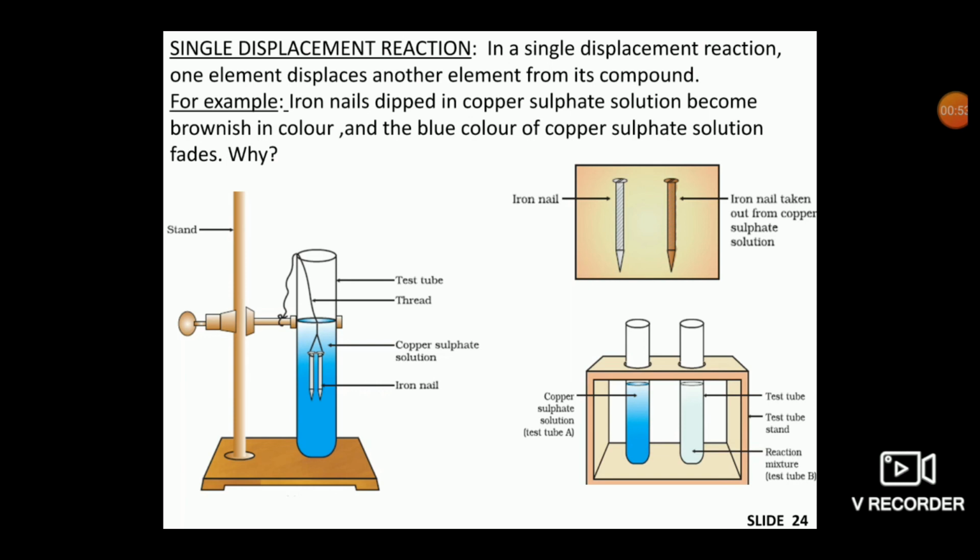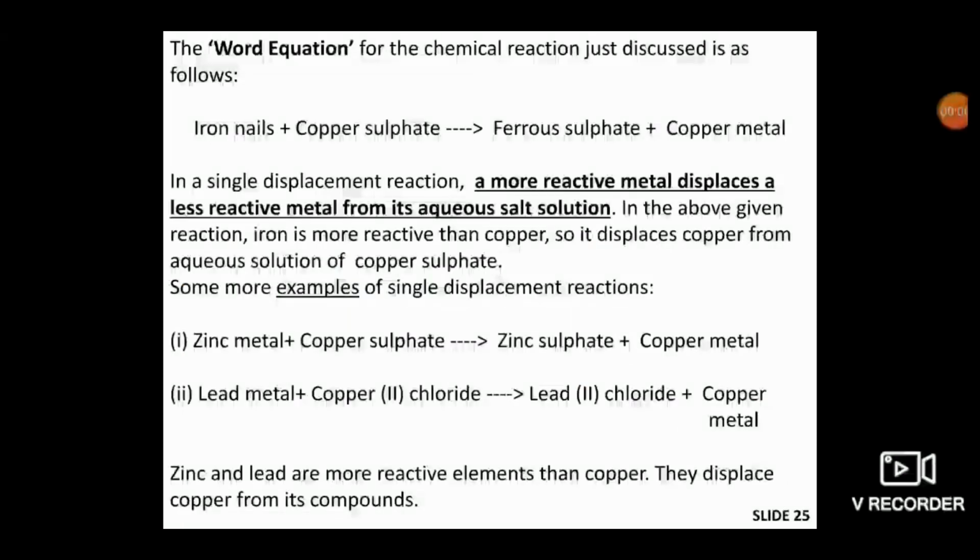Please refer the third figure. It is due to the formation of ferrous sulfate that the solution appears to have light green color after the single displacement reaction. The word equation for the chemical reaction just discussed is shown in the slide. Iron nails plus copper sulfate giving ferrous sulfate plus copper metal.